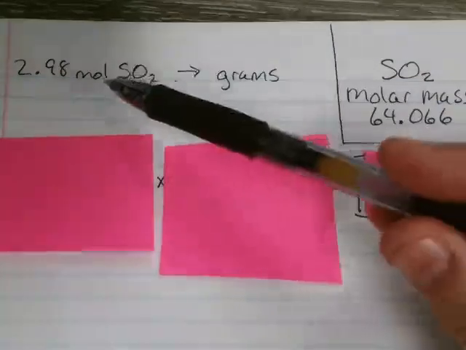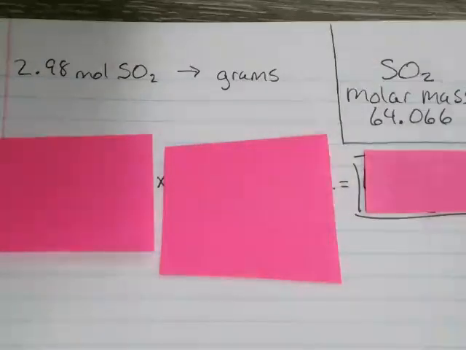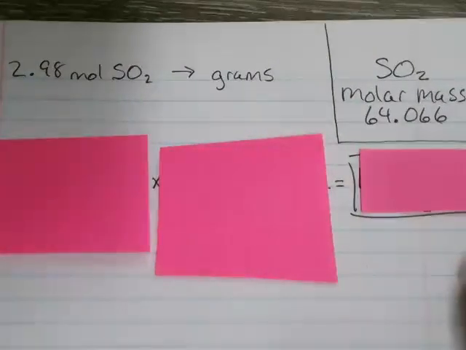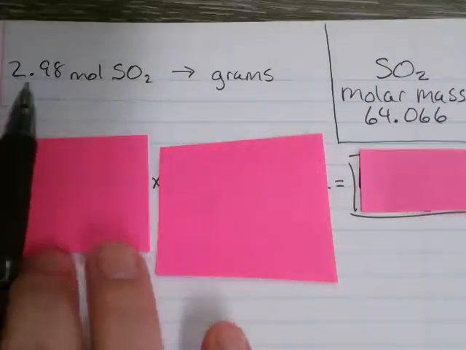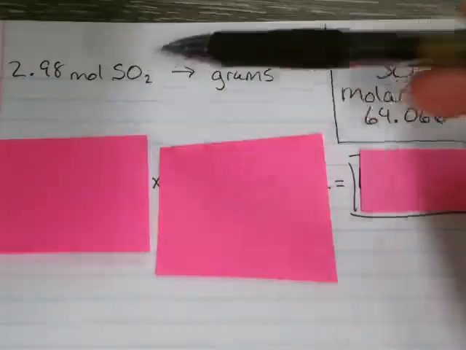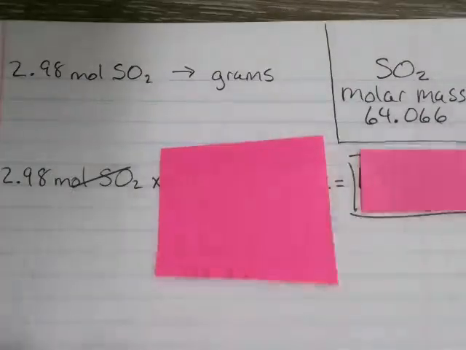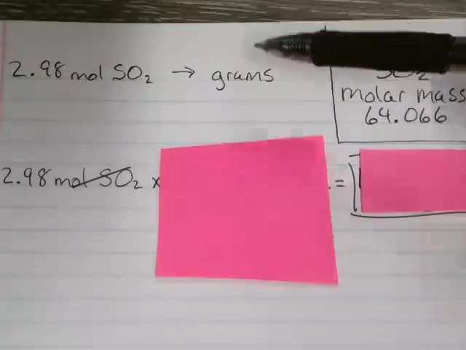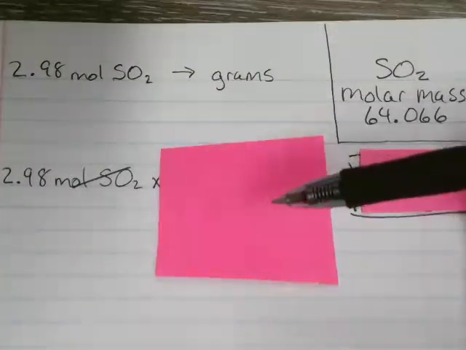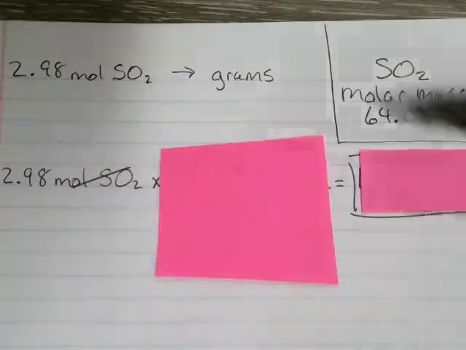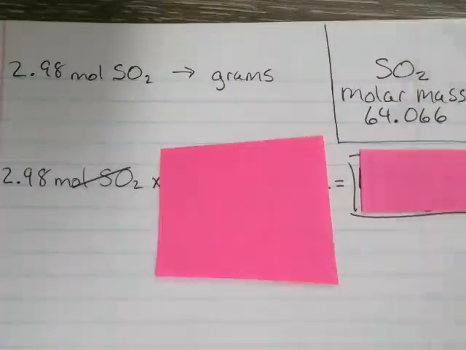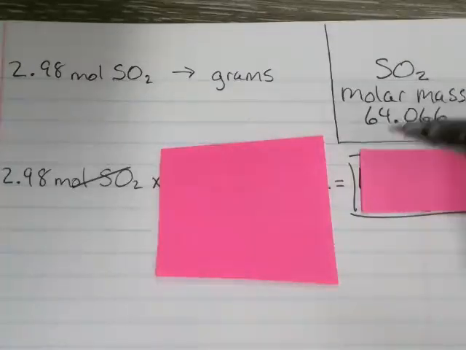When converting from moles to grams, we do the same thing as any other molar conversion or dimensional analysis problem. You start off with what you are given, 2.98 moles of sulfur dioxide. So you just write down what's given, 2.98 moles sulfur dioxide. And then we have to decide what conversion factor would be best to convert from moles to grams. Well, we have the conversion factor of 1 mole is equal to molar mass.